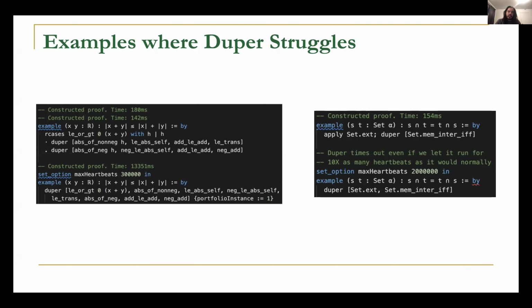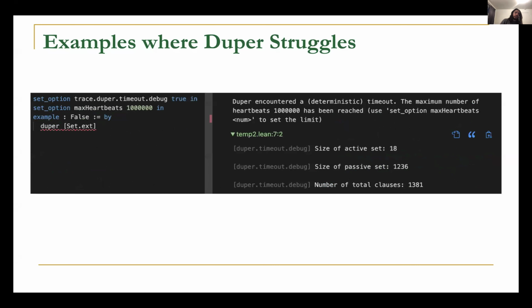And so what this means in the context of Duper's calculus is that when Duper makes the set extensionality lemma the given clause, it'll generate tons of facts from this clause, which will result in a super bloated passive set. If I show you here what happens if we try to prove false and give Duper nothing except the set extensionality lemma, and then I increase the number of heartbeats so that Duper can run for a little bit, we can see that Duper will generate over 1,000 facts from just this initial set extensionality lemma. But in the process of doing so, it's only fully processing 18 facts.